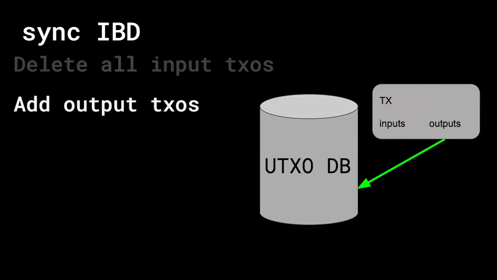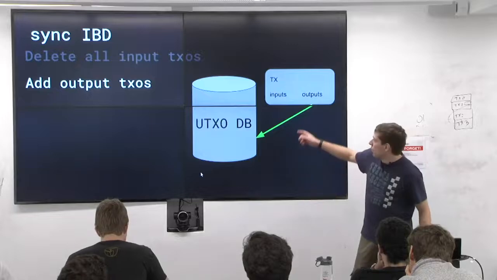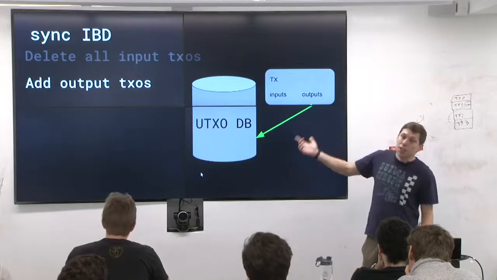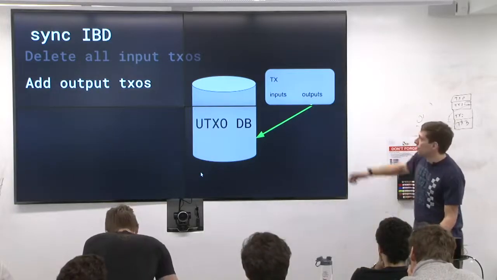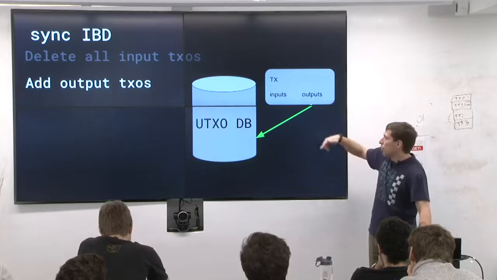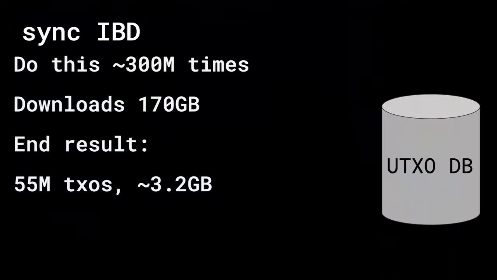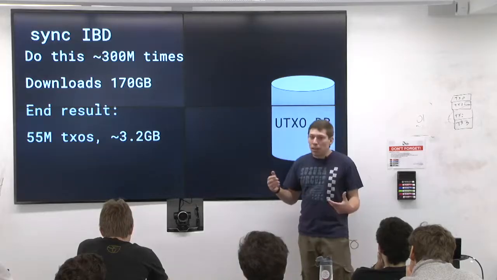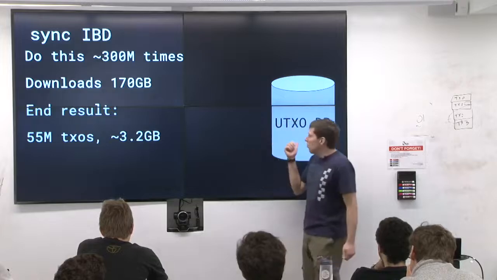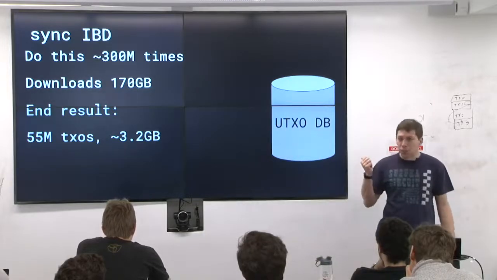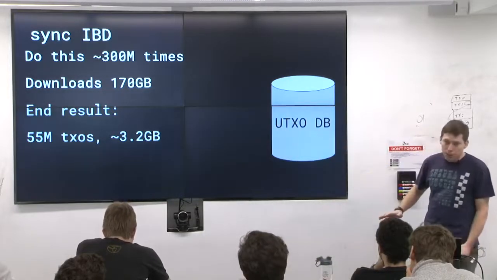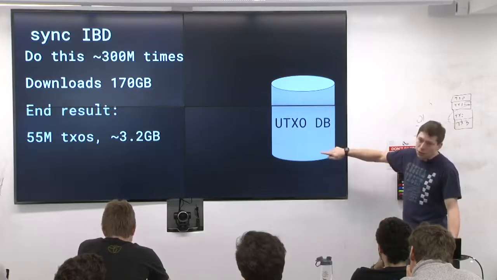So when you sync the initial block download, you're doing this 300 million times. There are about 300 million transactions historically. So you're validating signatures, deleting inputs, adding outputs 300 million times. It ends up being about 170 gigabytes of downloads. And then the end result, when you're done modifying this database, is that you have 55 million transaction outputs remaining, and it's about 3.2 gigabytes of disk use.